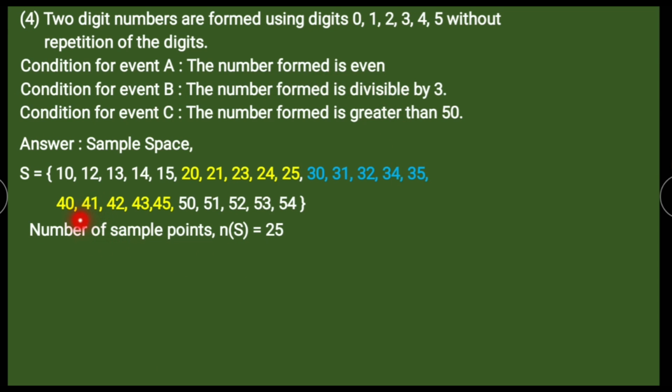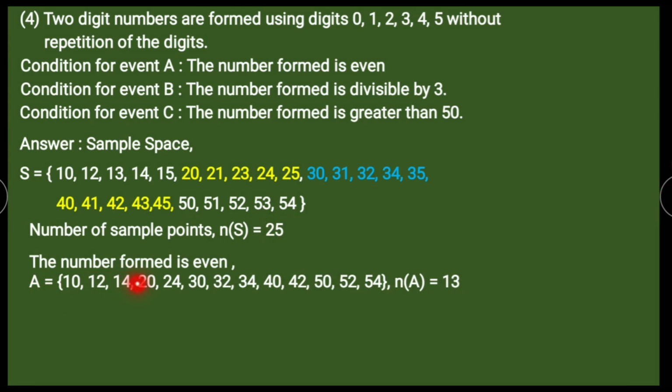So we select here even numbers 10, 12, 14, 20, 24, 30, 32, 34, 40, 42, 50, 52, 54. So write the number formed is even. So set A contains elements 10, 12, 14, 20, 24, 30, 32, 34, 40, 42, 50, 52, 54. All these are even numbers and the total is 13. 1, 2, 3, 4, 5, 6, 7, 8, 9, 10, 11, 12, 13. So we write here n of A equals 13.